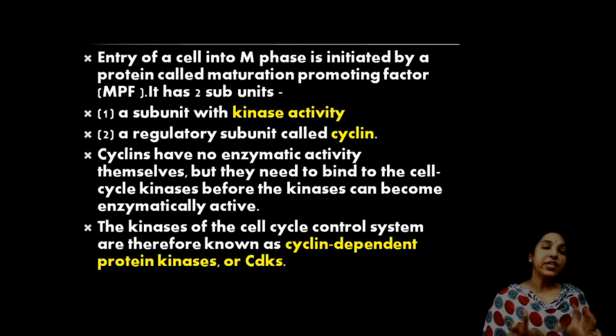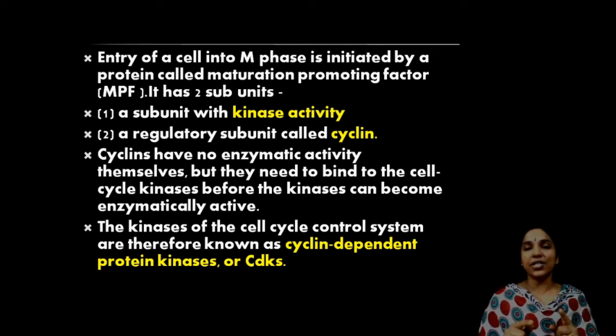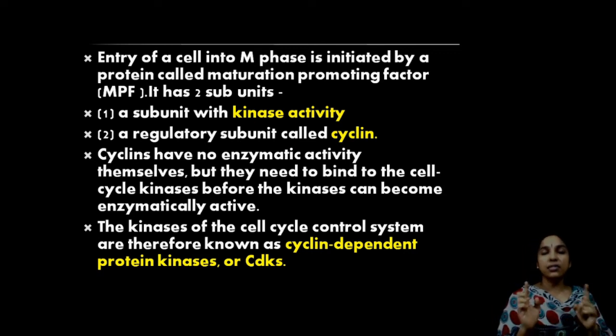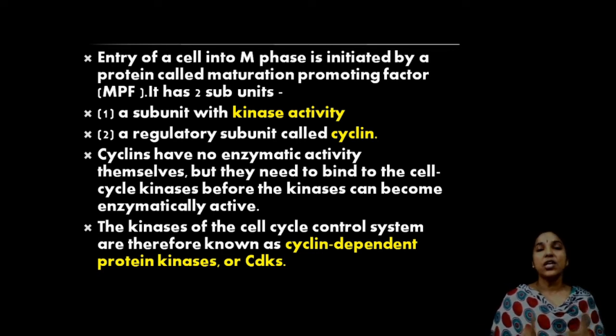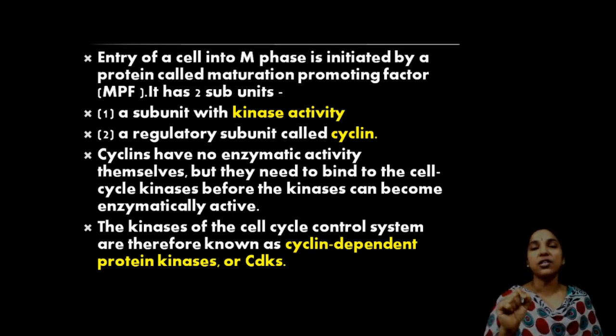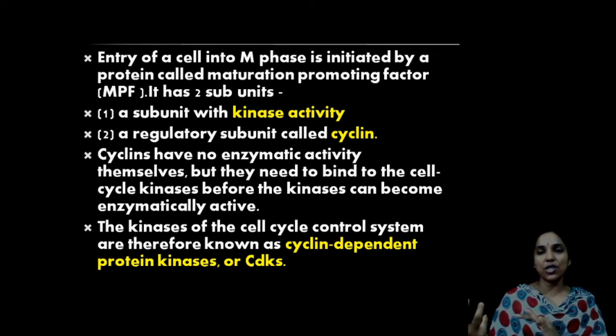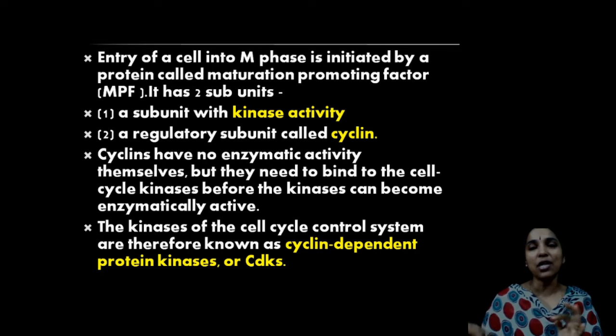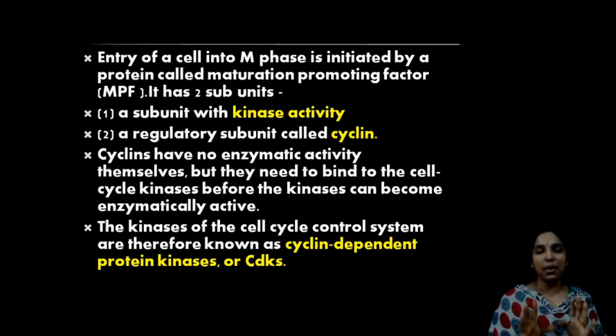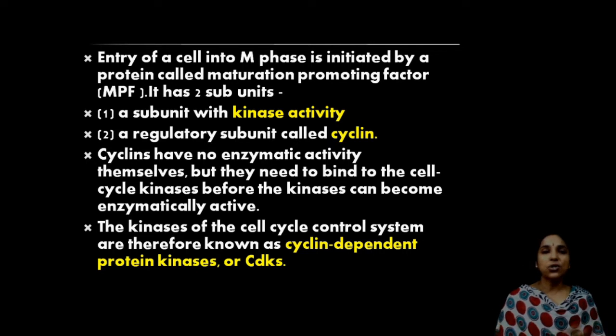Now, the entry of a cell into M phase is initiated. All these are completed, and now the entry of a cell into division is initiated only when there is a certain protein called maturation promoting factor, that is MPF. So this protein should initiate this process. You studied that promoters bind, then transcription occurs, translation occurs, and protein is produced. So they will get a signal to produce the protein. Here it is MPF. Then only it will start.